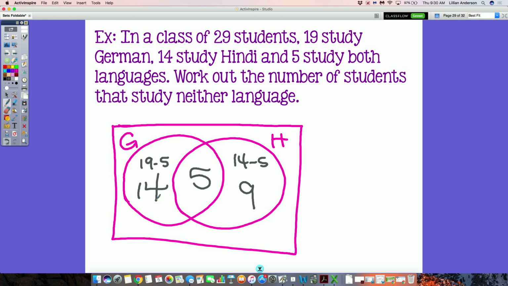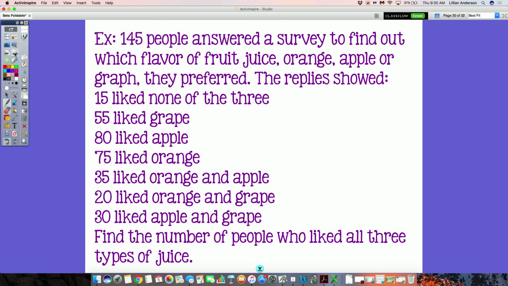There were how many? 29. So then that means that you were right. There is one student who does not study either language. They probably study Spanish, they might study French, or they don't study a language at all. And that's your answer. So far, so good? Let's look at the next one. We'll look at this one together.